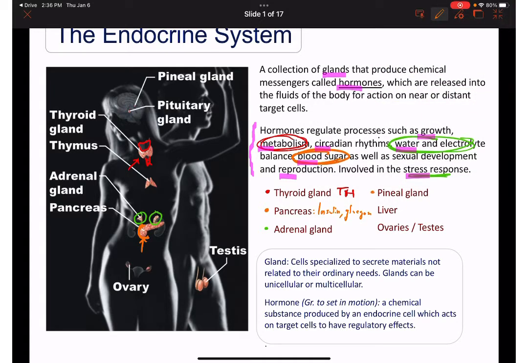Then we have the pineal gland, and this is the pineal gland up here in the brain. Does anybody know what hormone the pineal gland is going to produce? Well, the pineal gland is going to produce the hormone melatonin. And it's going to do this in response to darkness. So melatonin is going to be released by the pineal gland at night. And this hormone is going to be responsible for regulating our circadian rhythms, our 24-hour sleep-wake cycles.